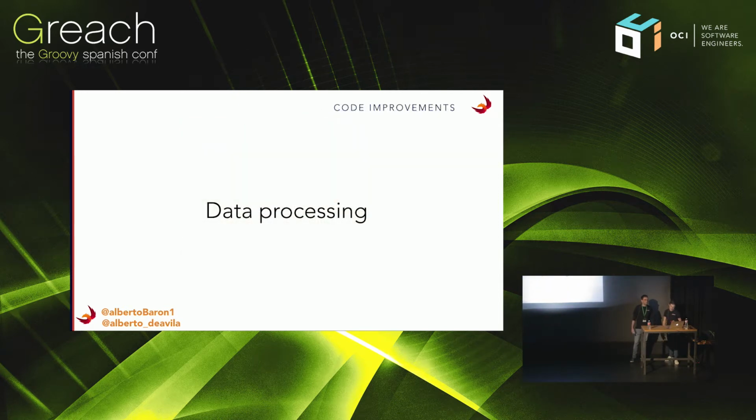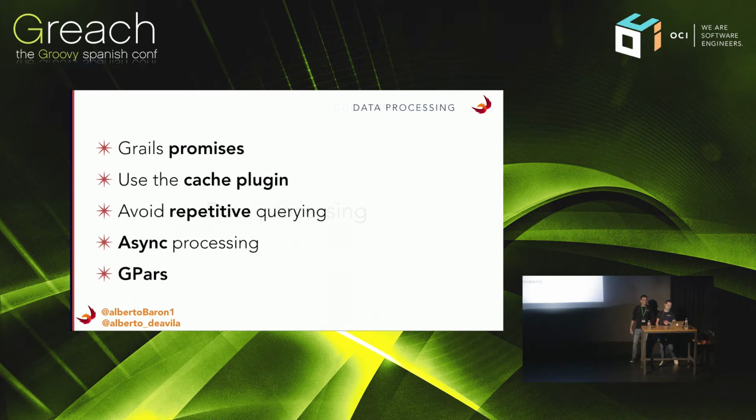Data processing. In data processing, we have many topics, but we want to show you some of these. We have Grails promises, as we mentioned before. You have to go to the talk tomorrow at 8:30. We can use the cache plugin, not the Hibernate cache, the Grails cache plugin. You have to avoid repetitive querying, async processing without using any other tool, and GPars.